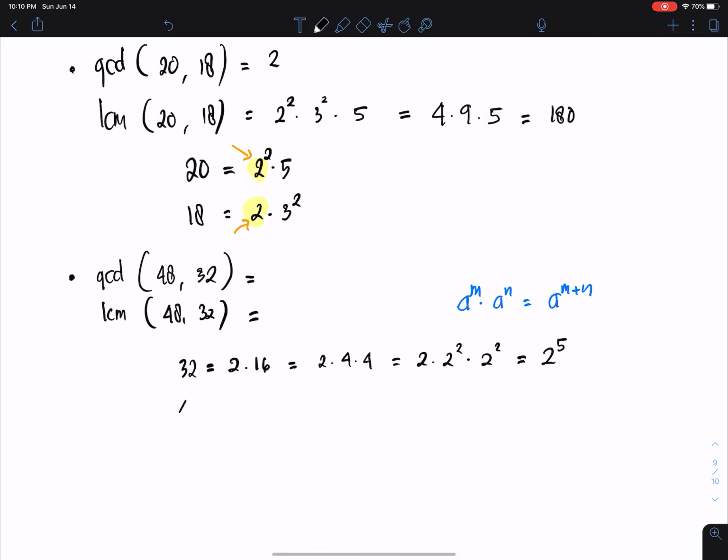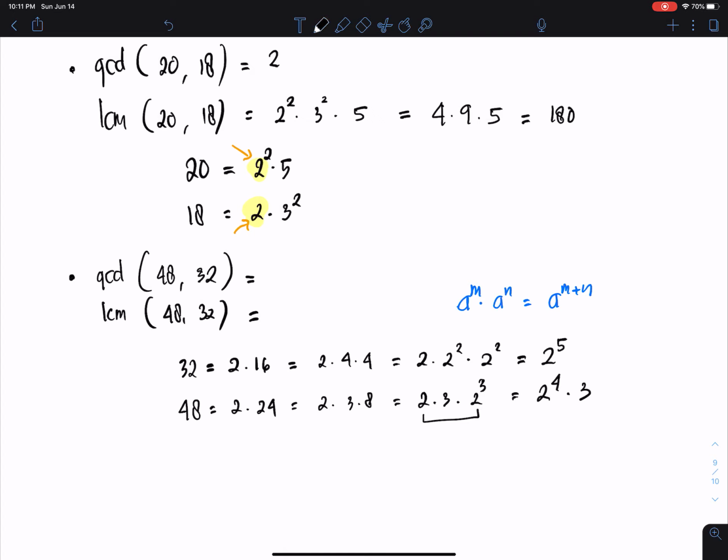While for 48, 48 is 2 times 24. 24 itself will be 3 times 8, and 8 will be 2 to the power of 3. So we have here 2 and 2, so it becomes 2 to the power of 4, and then another one is 3. So we have now for 32 is 2 to the power of 5, and 48 is 2 to the power of 4 times 3.